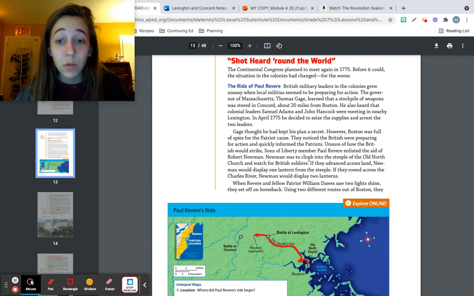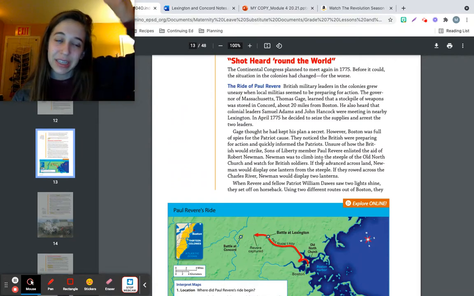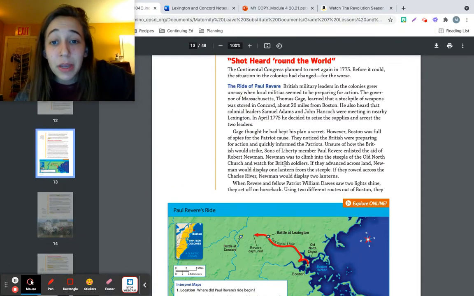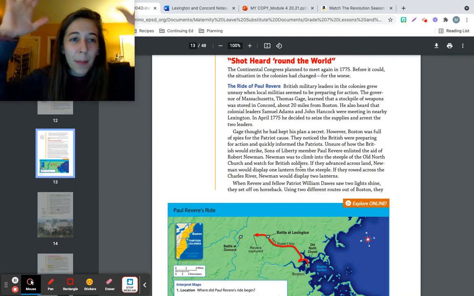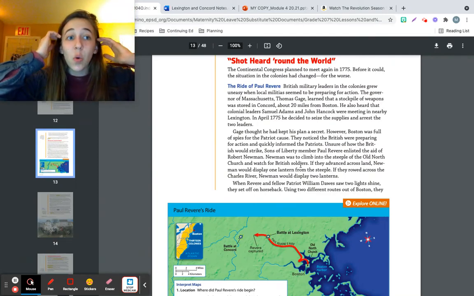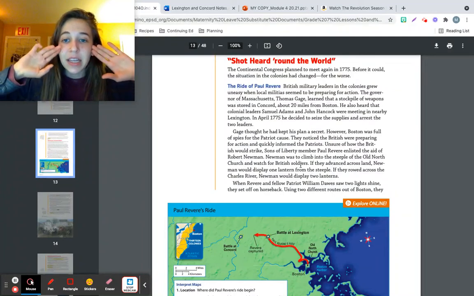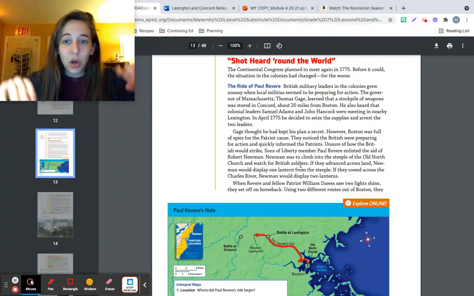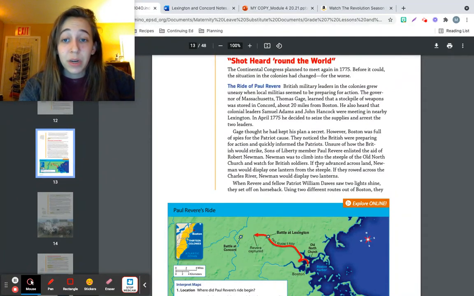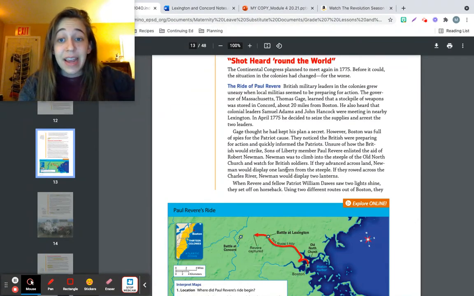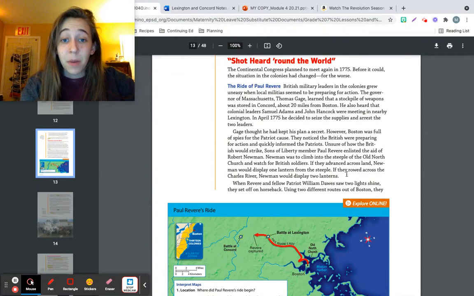So Newman was to wait at the steeple, which is just the top pointy part of this church, and watch for the British soldiers. So he's up there and he's waiting to see how the British are going to come and attack. And they had this secret code. If the British were going to come by land, Newman would put one lantern. And if the British were going to come across the river by the water, he would put two lanterns out.